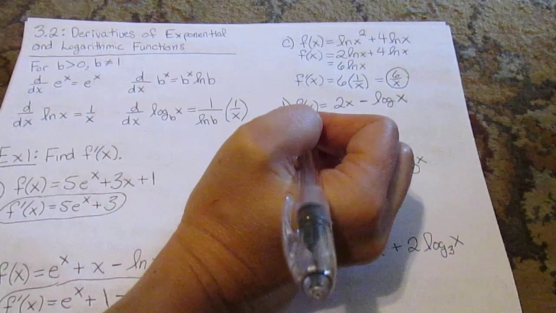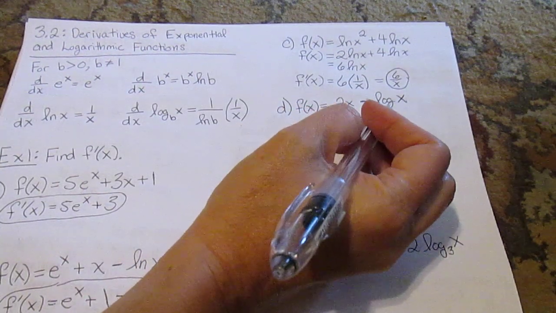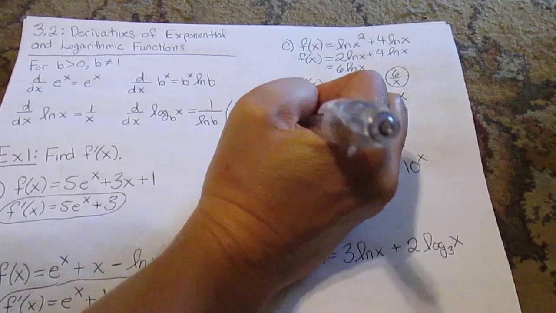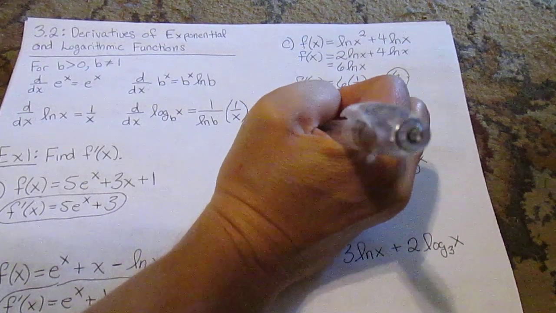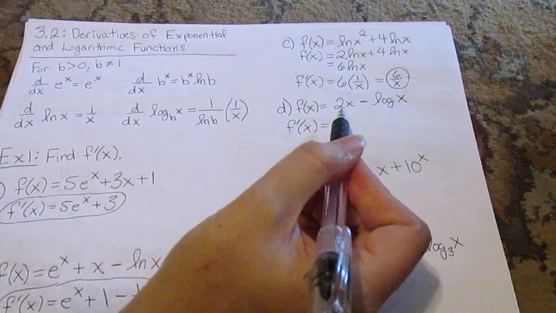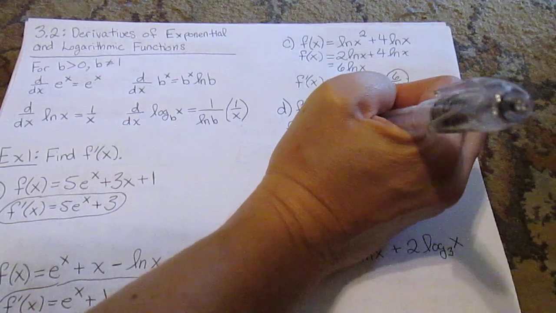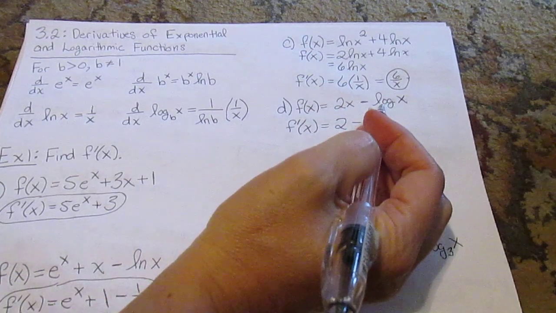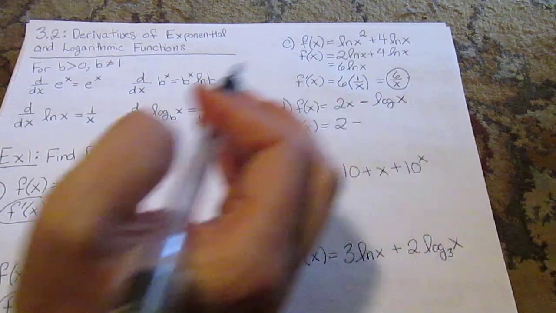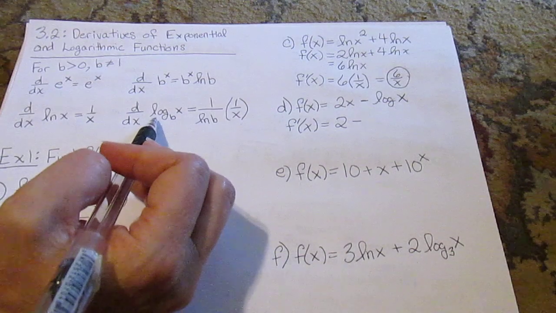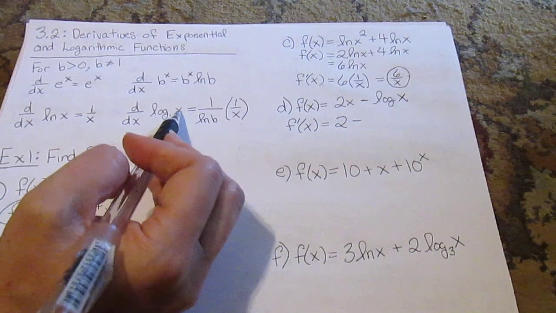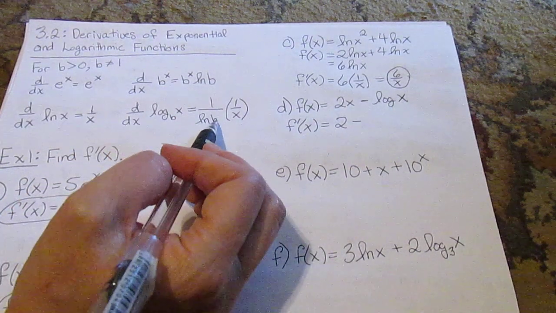Part D, f of x equals 2x minus log x. Okay, let's go ahead and take the derivative. The derivative of 2x is 2 minus the derivative of log x. Well, let's go take a look at our formula. Log base b of x is 1 over ln b.